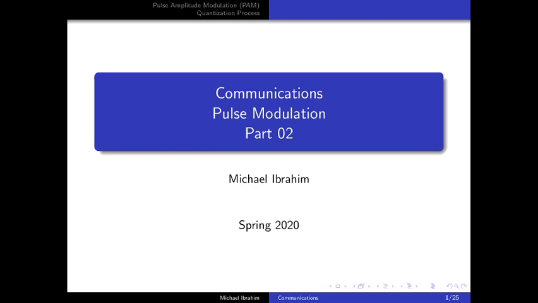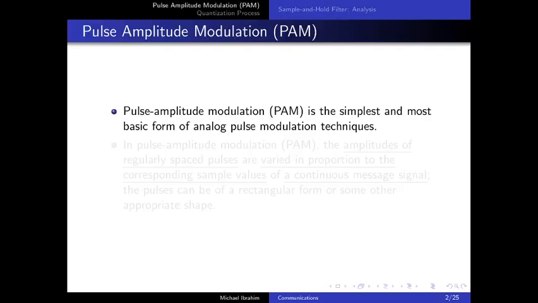That's why the previous lecture was completely dedicated to the discussion of the sampling process, its mathematical description, and the implication of the sampling process on the frequency domain. In today's lecture, the first topic at hand is pulse amplitude modulation, or PAM. PAM is the simplest and most basic form of analog pulse modulation.